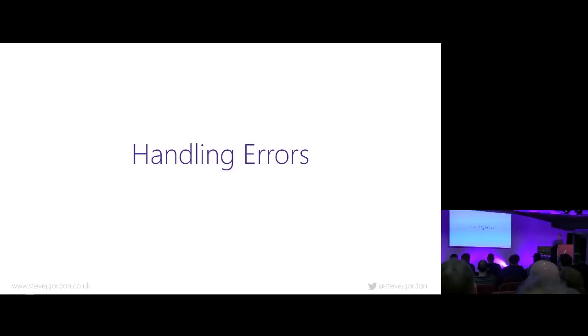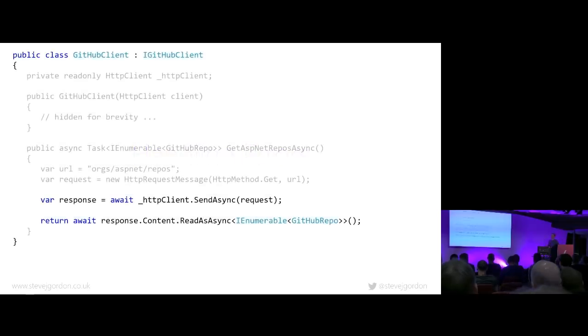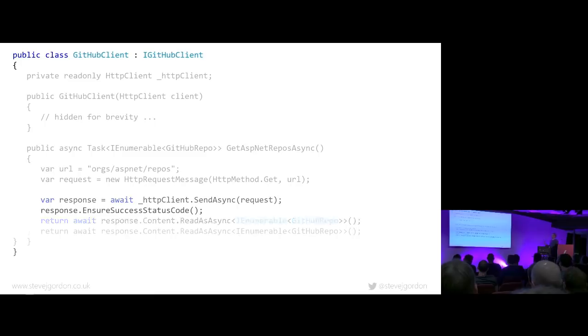Next up is handling errors. So we talked about Polly in terms of handling transient HTTP, network errors, server errors. But the other kind of error is obviously that we may get the response back, but it might signify an error, 400 or 404. I'm not handling that here. I'm just trying to deserialize the content that may not even be there into this IEnumerable of GitHubRepo. So we should always handle that.